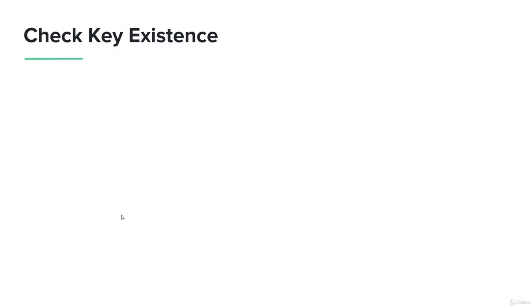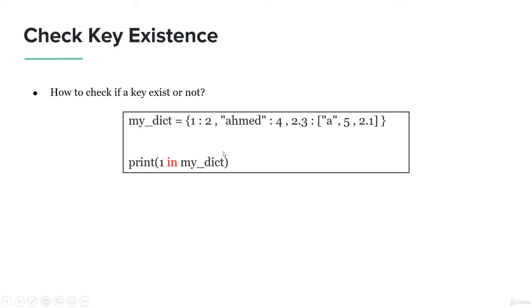So how to check for key existence? How to know if a key exists or not? Here we have the same dictionary, and we are using the in operator to know if we have 1 in our dictionary or not. This will print either true or false based on whether we have this key or not, okay? In this case, we will see that we have true, okay?